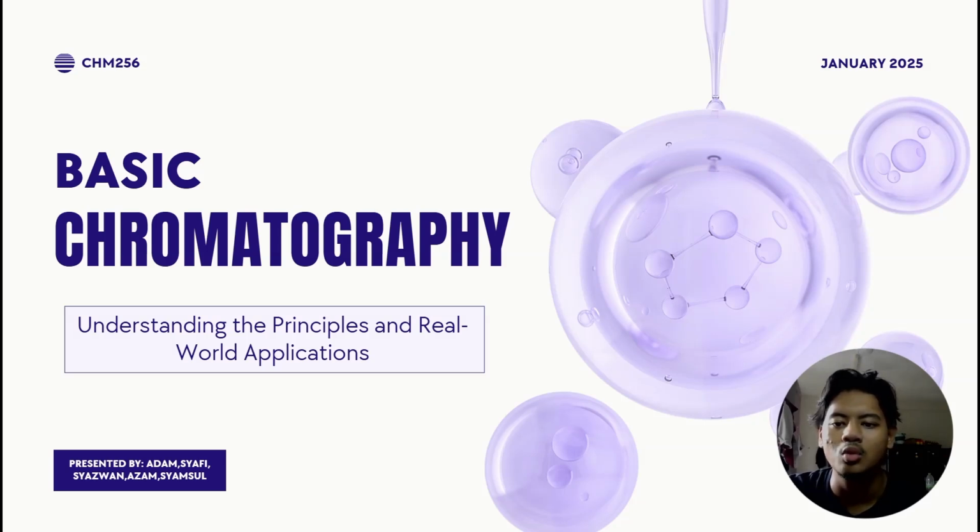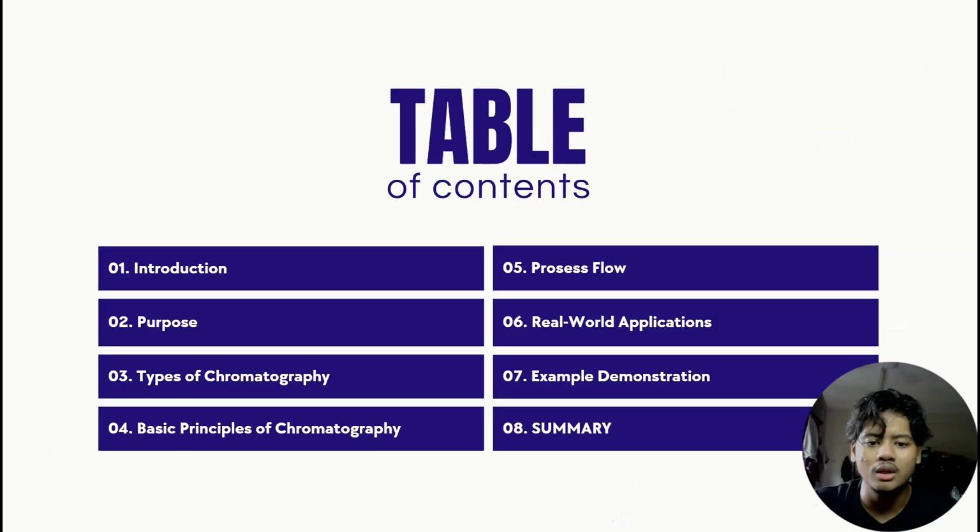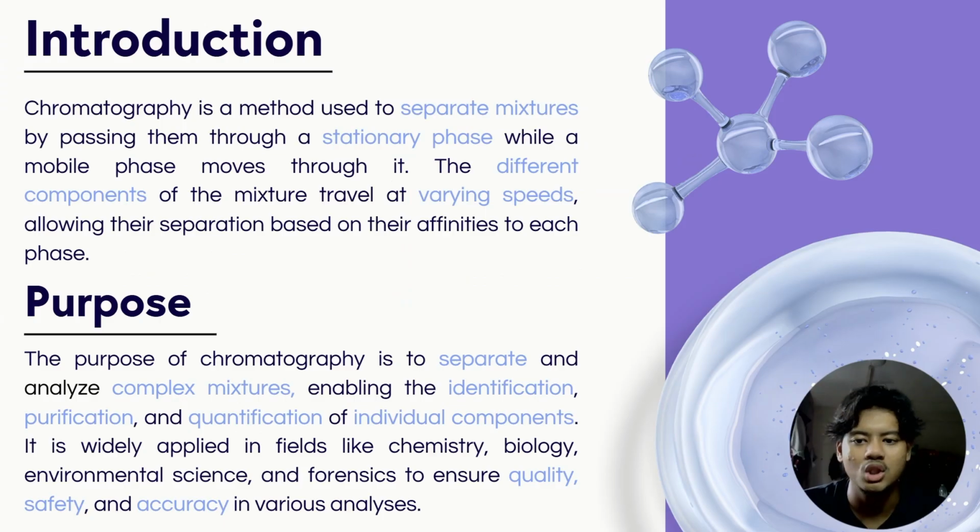Today, me and my friend will explain and present about basic chromatography. We will explain the principle and real world application for basic chromatography. So this is our table of contents. We have 8 things we highlight. I will explain three of the 8: the introduction, the purpose, and the last one is the types of chromatography. So first we go to the introduction.